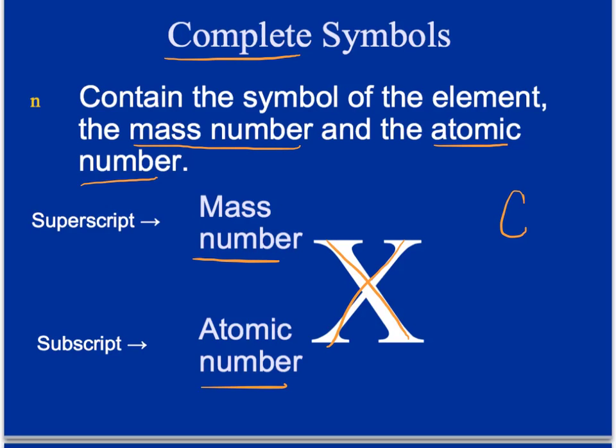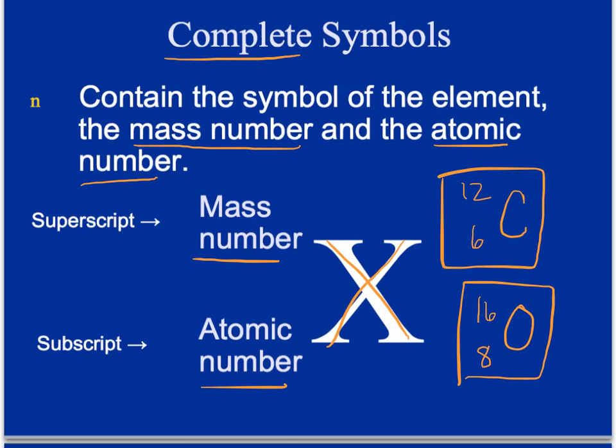If I have carbon, carbon contains 6 protons, its atomic number is 6, and its mass number is 12. So that would be the complete symbol for carbon. On the other hand, oxygen has an atomic number of 8, and it has an atomic mass or atomic weight of 15.99, but remember we round that to 16. So this would be the symbol for oxygen, and this would be the symbol for carbon.